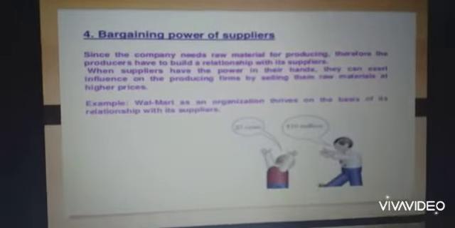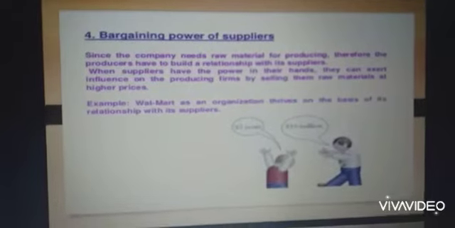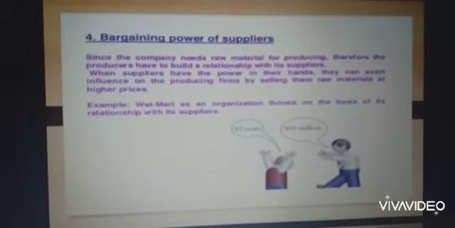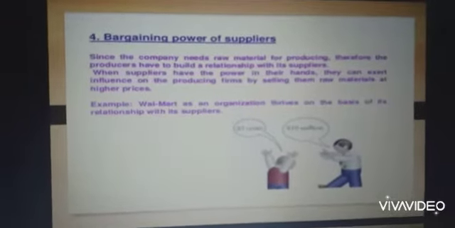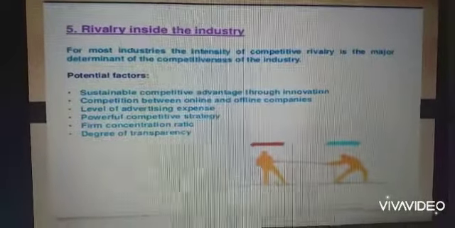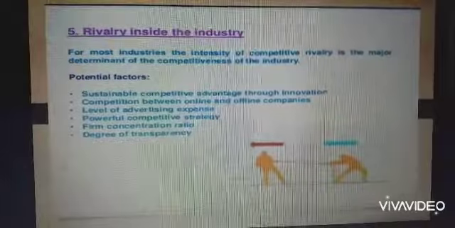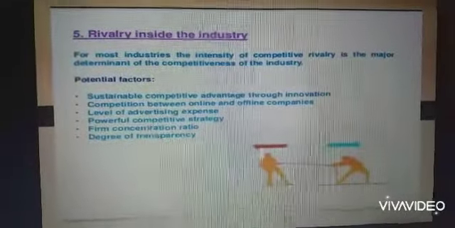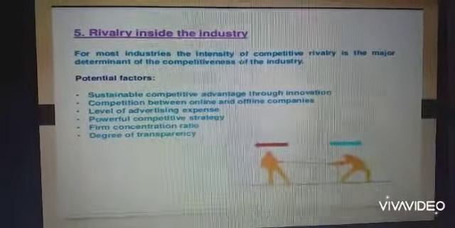Bargaining power of suppliers. Since the company needs raw material for producing, the producers have to build strong relationships with its suppliers. Rivalry inside the industry. For most industries, intense competitive rivalry is the major determinant of the competitiveness of the industry.